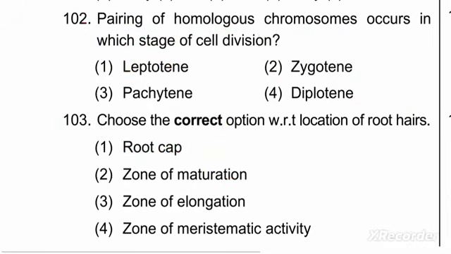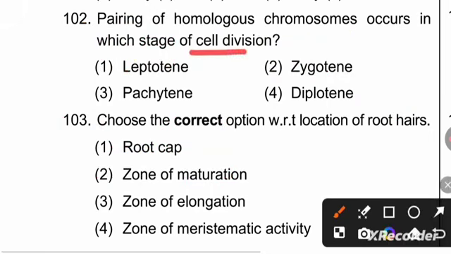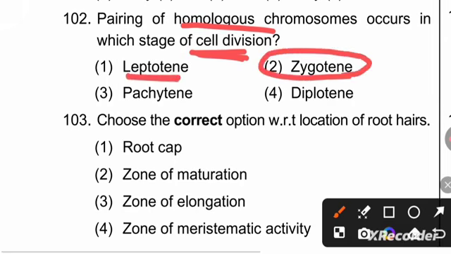Pairing of homologous chromosomes occurs in which stage of cell division? Children, guess the answer. The answer is zygotene. Whereas in leptotene there is a condensation of chromosome, and in pachytene there is a crossing over of homologous chromosome, and in diplotene there is a separation of homologous chromosome.